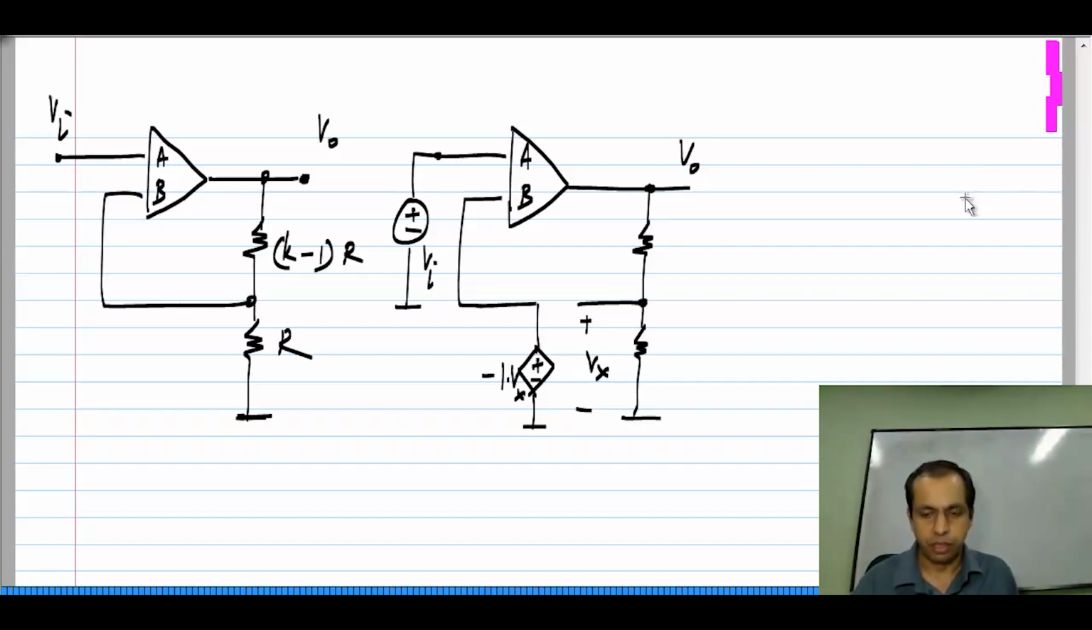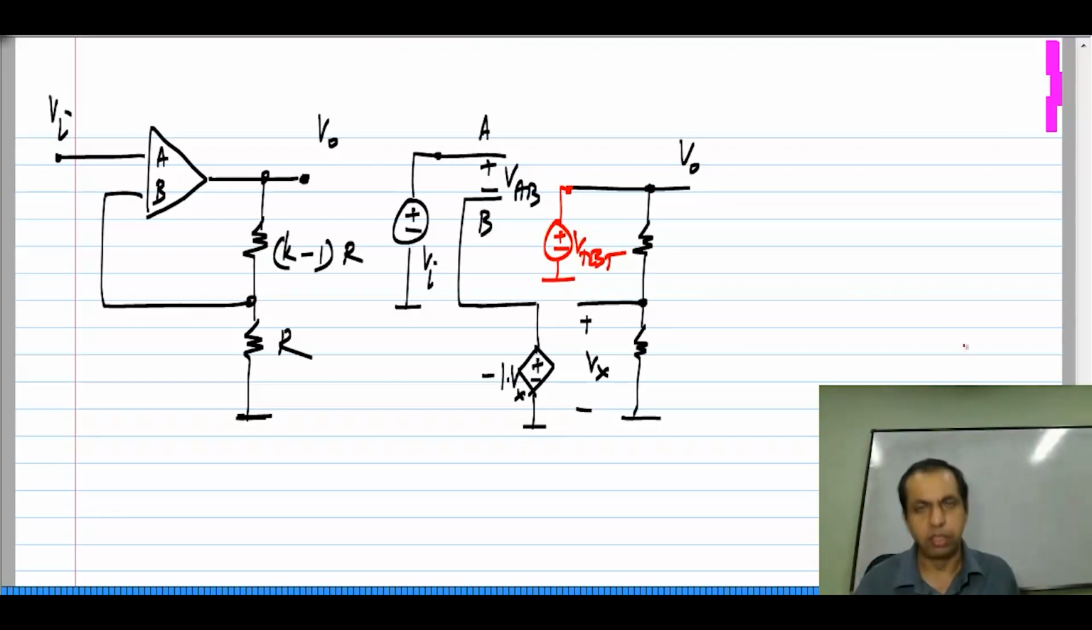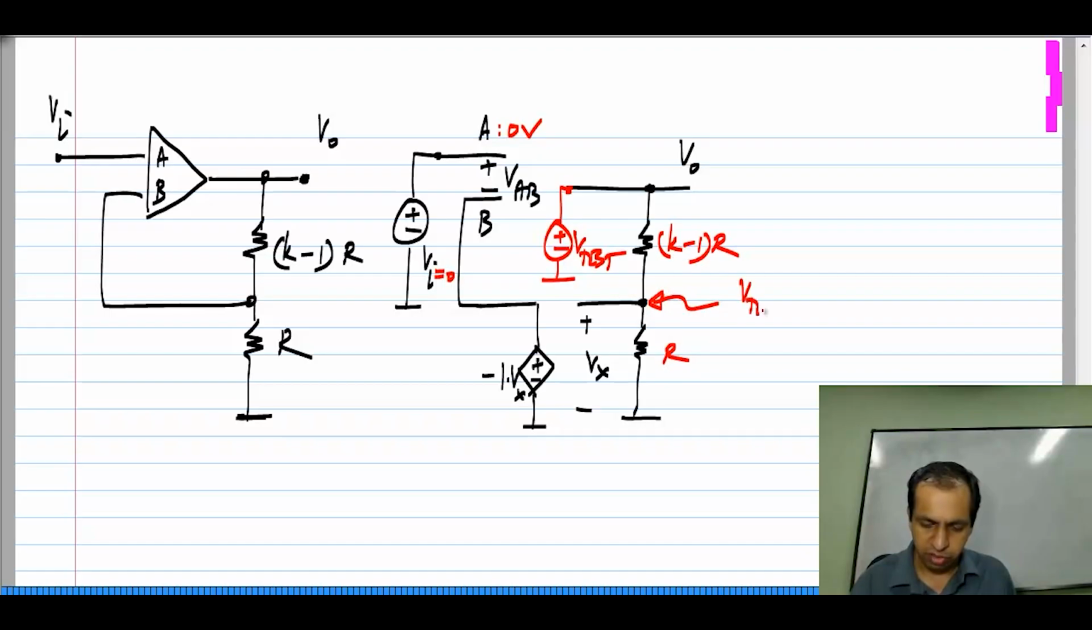Okay. So, as usual, these are A and B and this is VAB, and the first step is to apply a V test over here and also set Vi to 0. So, the voltage at node A is 0 volts, the voltage at node B, let us see what it is. If I apply V test here, we have a resistive divider and the same resistors as before, k minus 1 R and R. So, at this point we get V test divided by k.